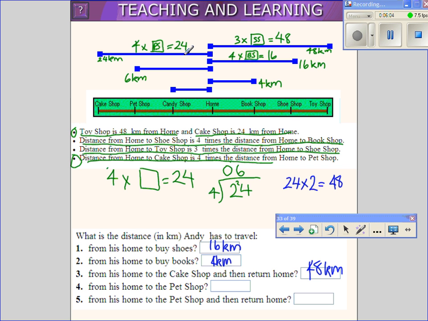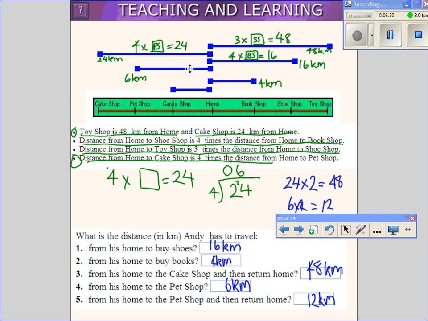What is the distance from his home to the pet shop? 6 kilometres. And from his home to the pet shop and then back again. So again, I need to do that route 2 times. 6 times 2 equals 12 kilometres.